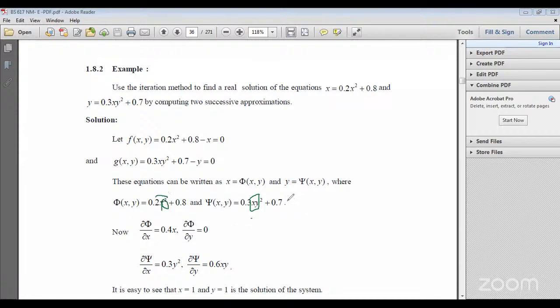So therefore dou psi by dou y is equal to 0.6xy, that is 0.2 into 0.3, 0.6xy. Constant is 0. Here also constant is 0.